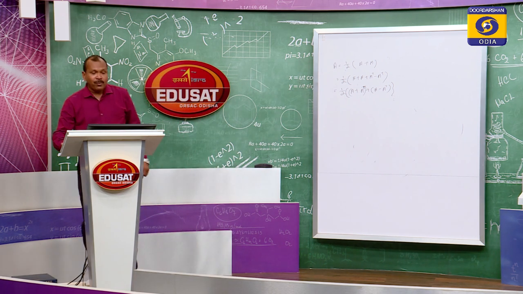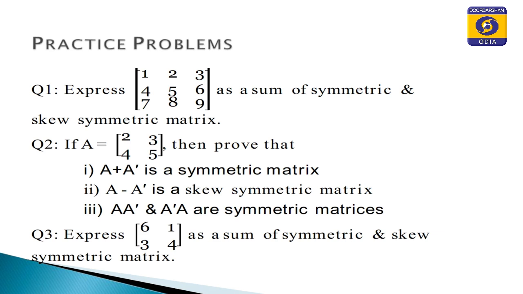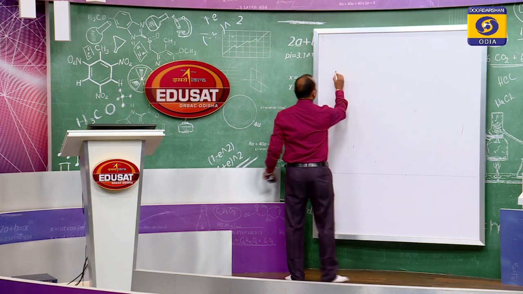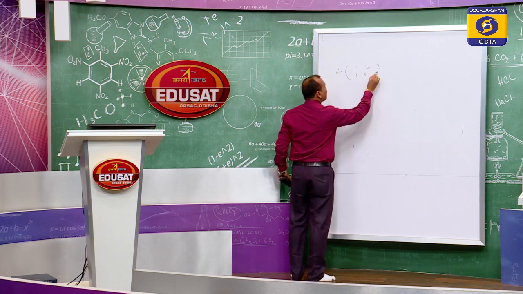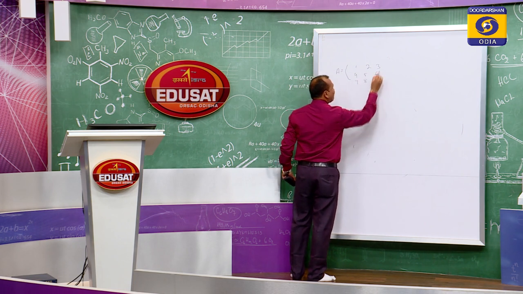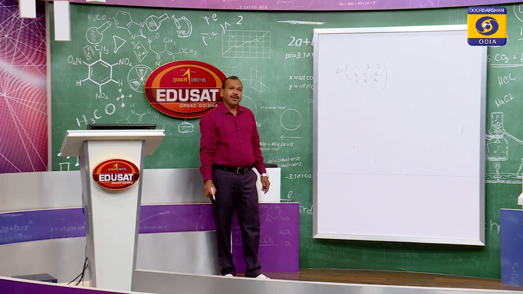Next, some problems are given here regarding symmetric and skew symmetric matrices. Problem number 1: express the matrix 1, 2, 3, 4, 5, 6, 7, 8, 9 as a sum of a symmetric and a skew symmetric matrix. Now, I work out this problem. A is the matrix 1, 2, 3, 4, 5, 6, 7, 8, 9. We express this matrix as the sum of a symmetric and a skew symmetric matrix.